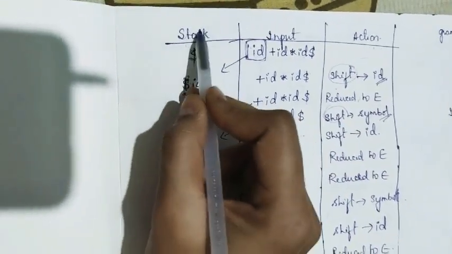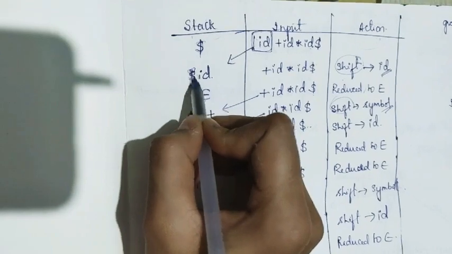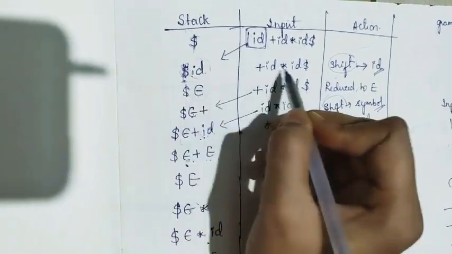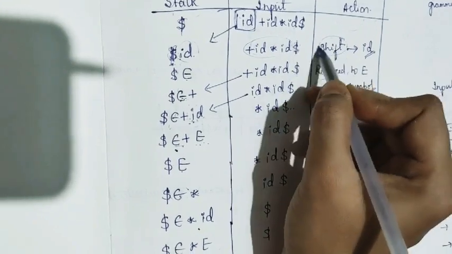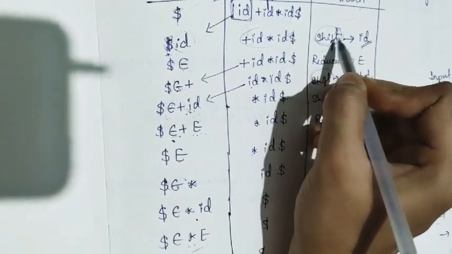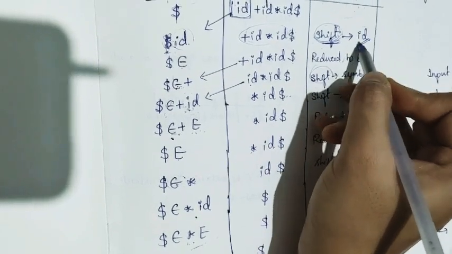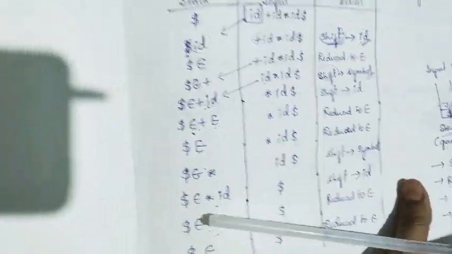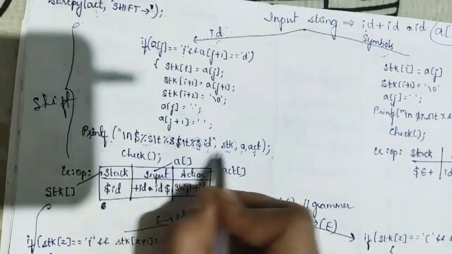So we have stack, input and action. First we have a dollar and then the contents of the stack, next the contents of the input buffer followed by a dollar. After that we have shift. We have already copied this shift, but whether we have copied an ID or a symbol is what we specify here. ID or symbol will be specified here. So this is for the ID.